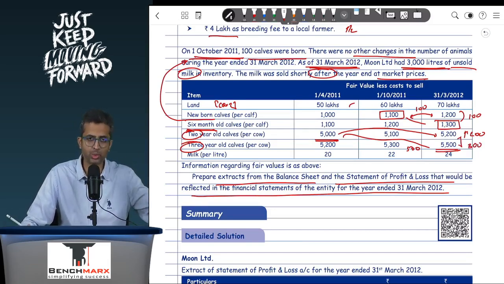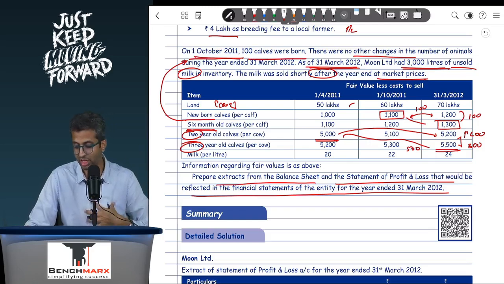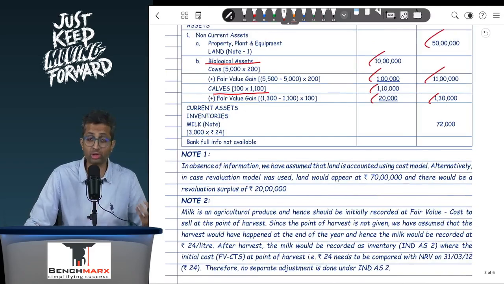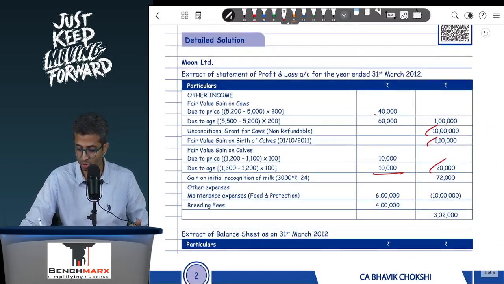A 3-year-old cow is 5,500, a 2-year-old cow is 5,200, and hence the difference of 300 is due to age. So over here, that is 200 into 200, 40,000 is the difference due to price, 60,000 is the difference due to age, and hence 1 lakh to be taken over here.